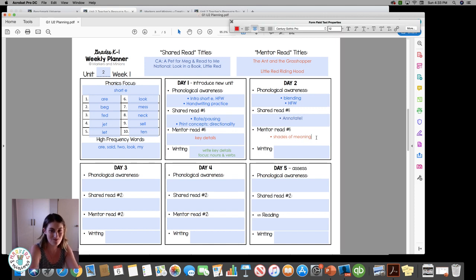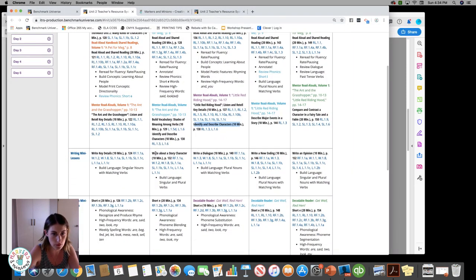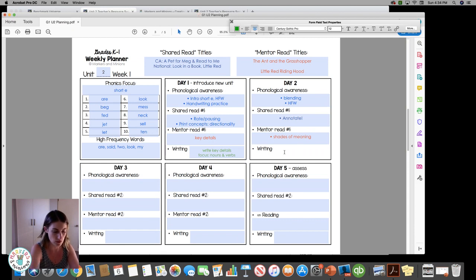And then when I'm doing my shared writing, you're focusing on writing about a story character. So it's kind of a crossover, right? So write about a character. They're still getting that character lesson, but maybe it might not be necessary to do it in both spots there.